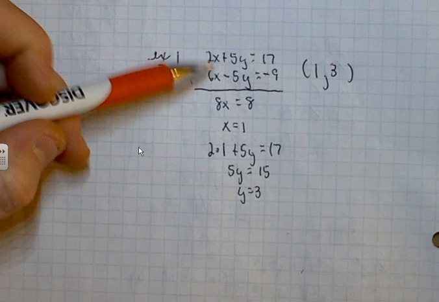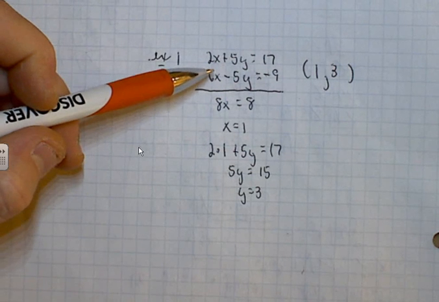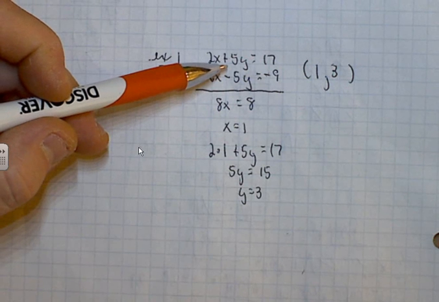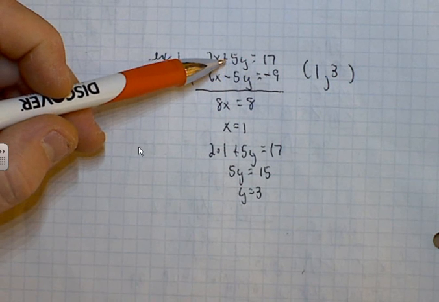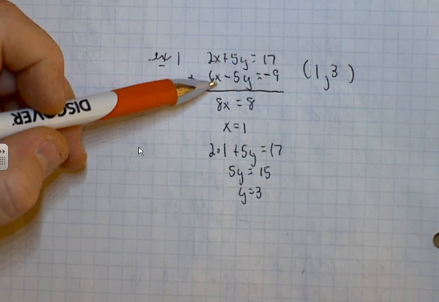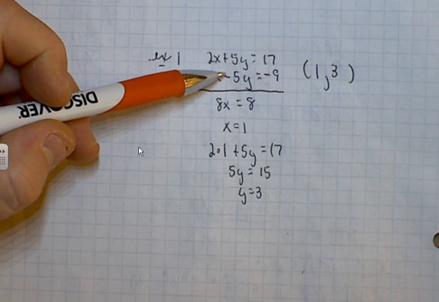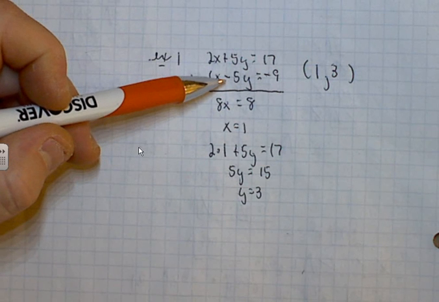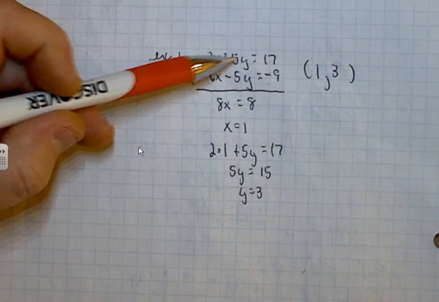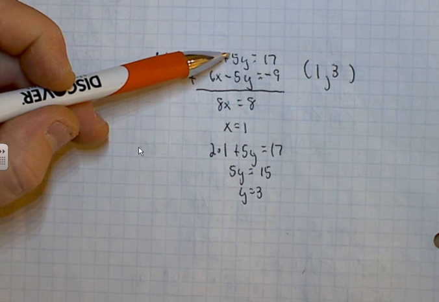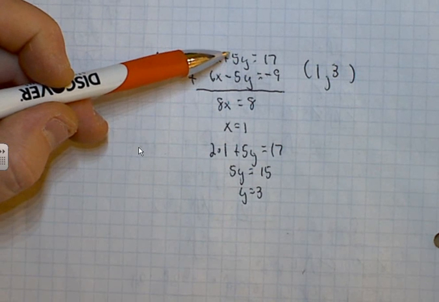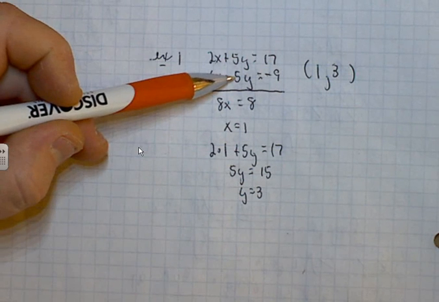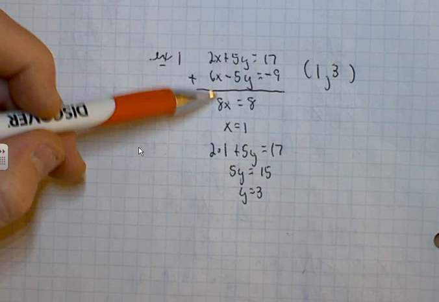Now, if you tried to do this by graphing, you would get y equals negative 2/5 x plus 17/5. Would that be fun to graph? No. This one would give you y equals 6/5 x plus 9/5. Would that be fun to graph? No. If you want to use substitution, you'd have y equals negative 2/5 x plus 17/5 that you'd have to substitute into here, mess with those fractions. This is a lot easier.